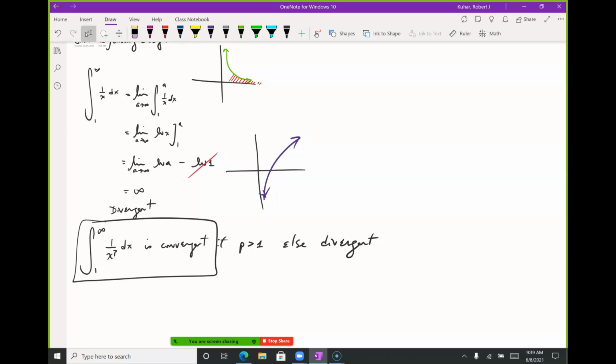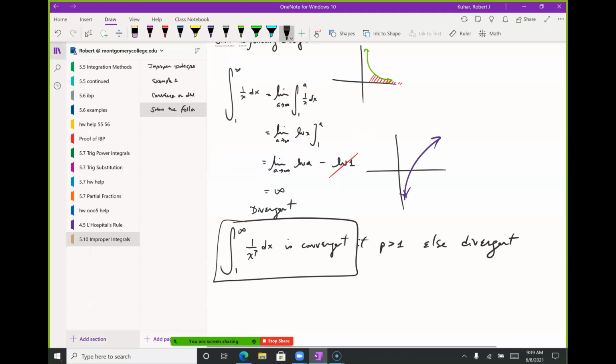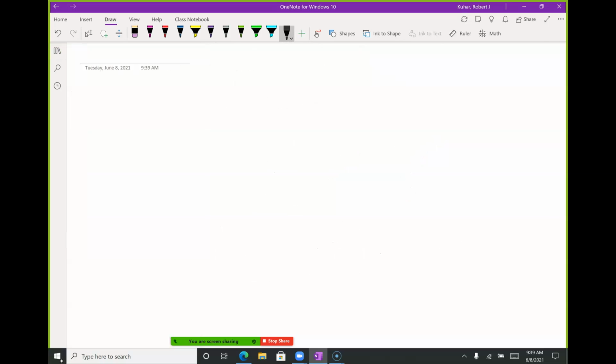All right, let's try another one. Let's do another one with L'Hopital's, okay? And see how you do with it. So let's do the integral from 1 to infinity of x squared e to the minus x dx. So I'm going to give you some time. I'm going to try and keep my mouth shut. It's hard for me.